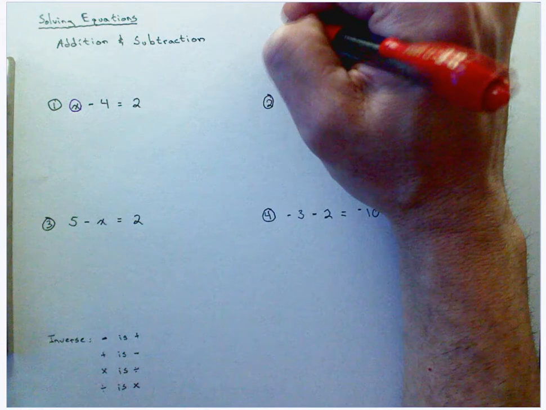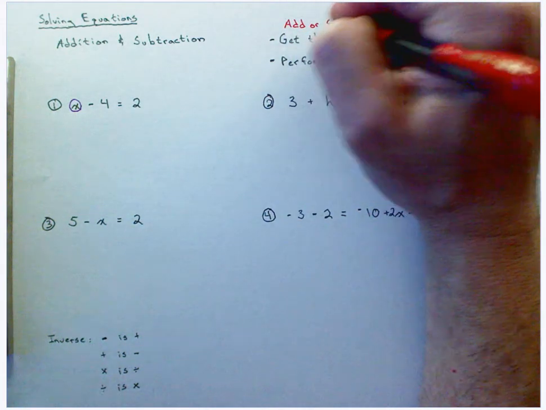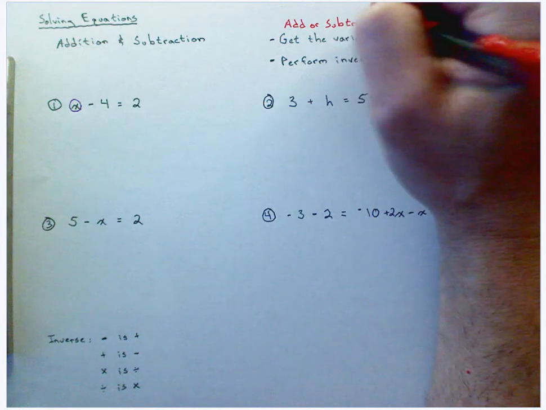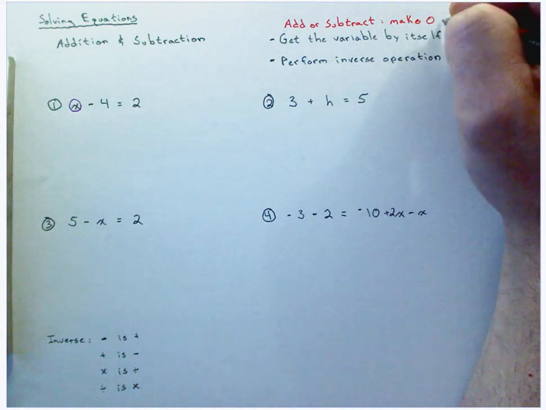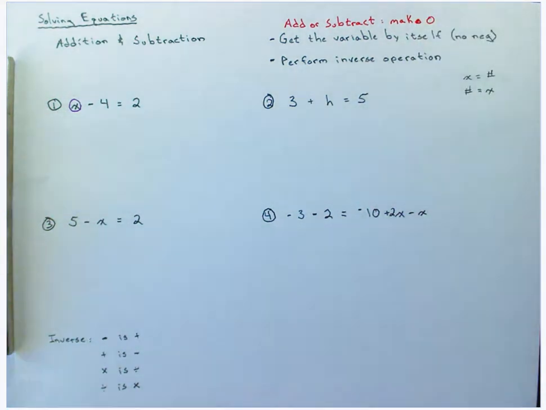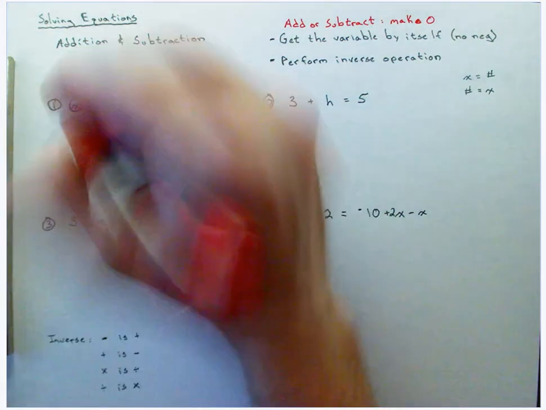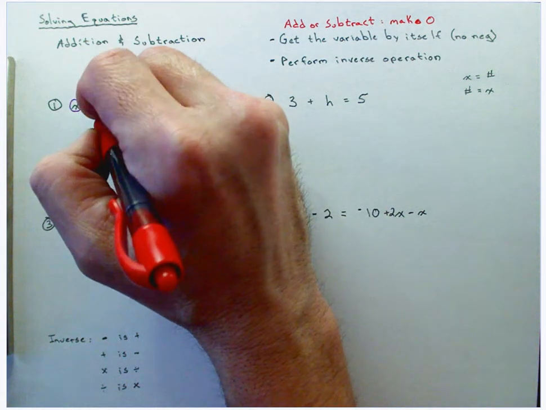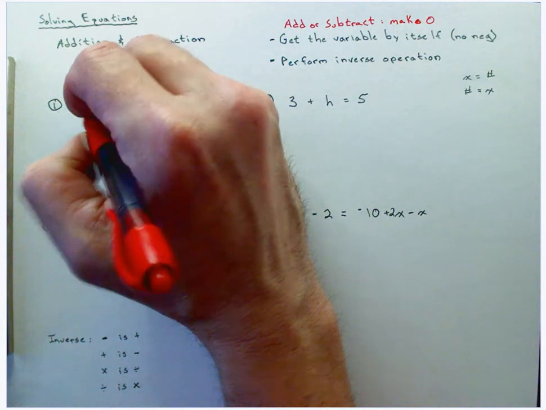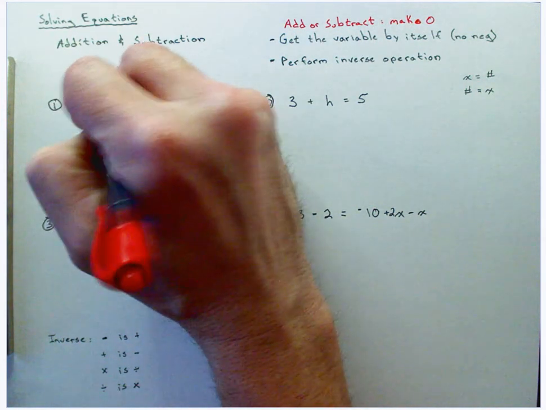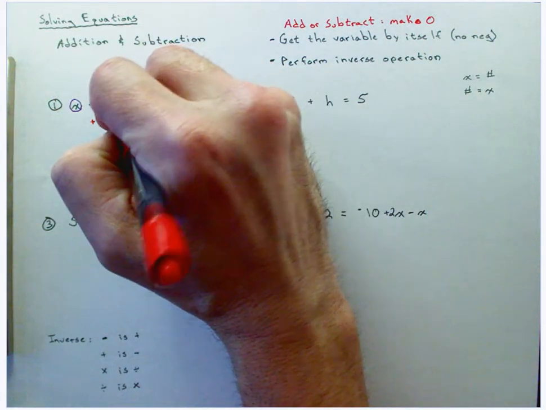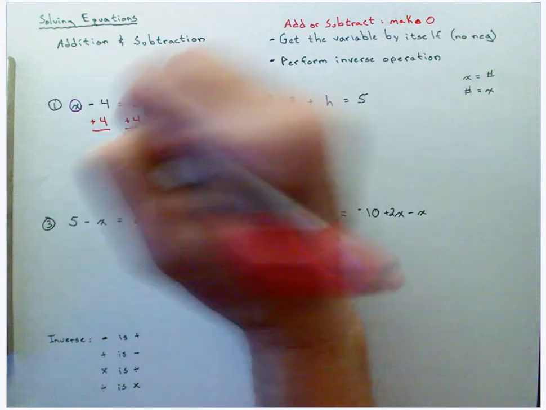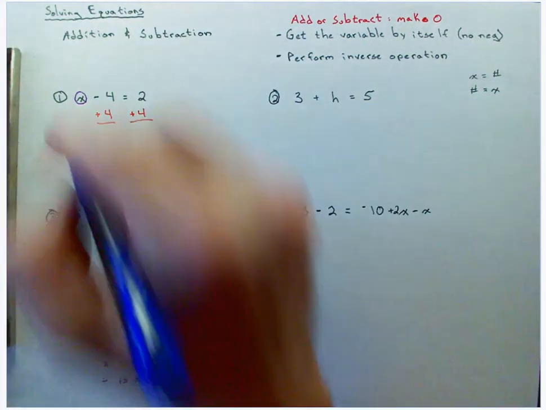Whenever I add or subtract, I'm trying to make a 0. Okay. So if I look at that, there is a negative 4. The opposite is a plus 4. The inverse operation is to add 4. Just like fractions, what I do to one side, I have to do to the other. So if I add 4 to this side, I must add 4 to this side. What did I create? I created a 0.